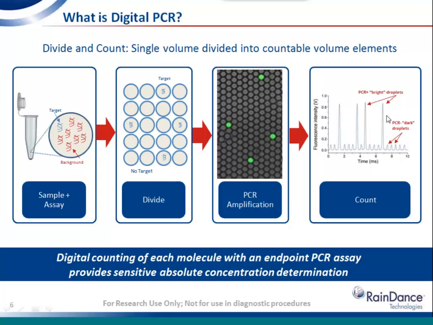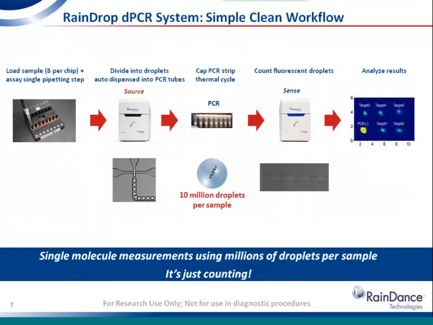The number of bright droplets can be used for an absolute count, and you can also count the total number of dark droplets, which gives you the volume that is being analyzed. Thus, division and digital counting of each molecule with an endpoint PCR assay provides sensitive, absolute concentration determination. So how does the RainDrop see it?